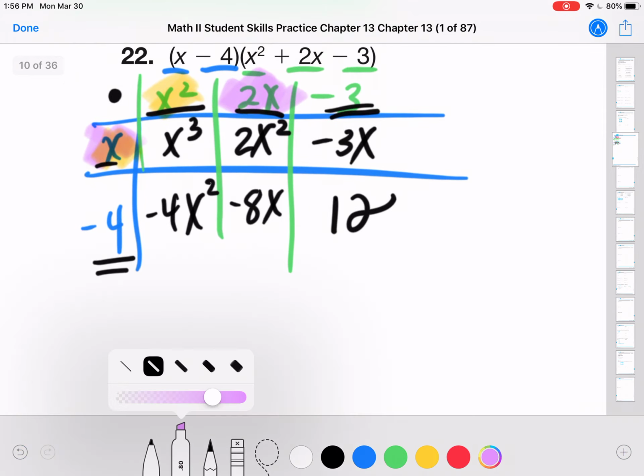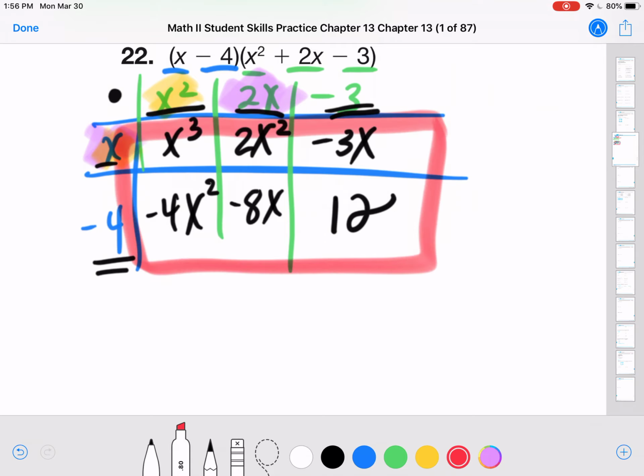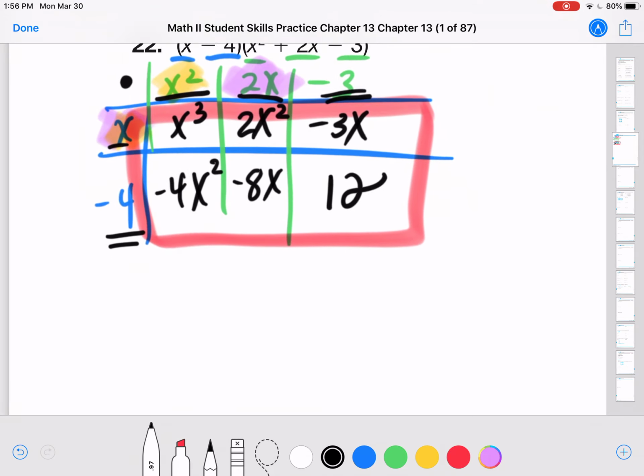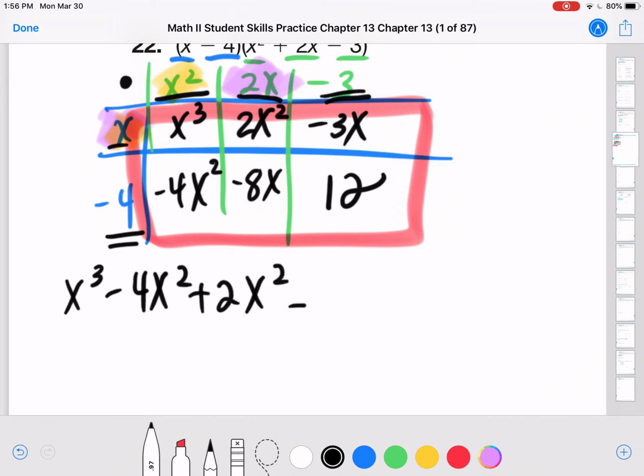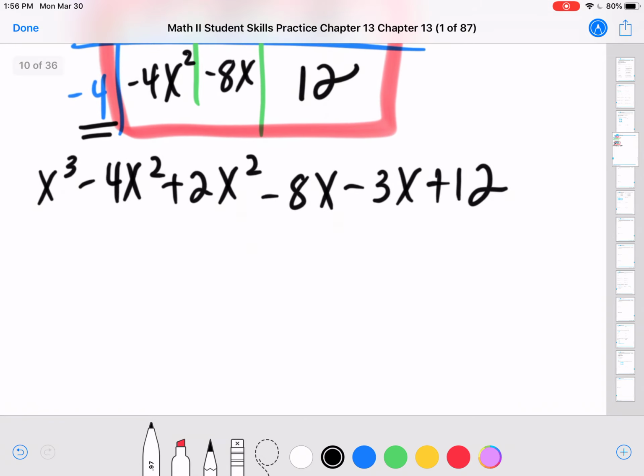Remember, anything in this area is going to be part of your answer. Write them all down. So I have x cubed, and it helps if you write it down in descending order. Negative 4x squared, 2x squared, negative 8x, negative 3x, and positive 12. From here, combine your like terms. So this is the only x cubed. I have 2 x squared terms, I have 2 x terms, and then I only have 1 twelve. So just bring everything down.